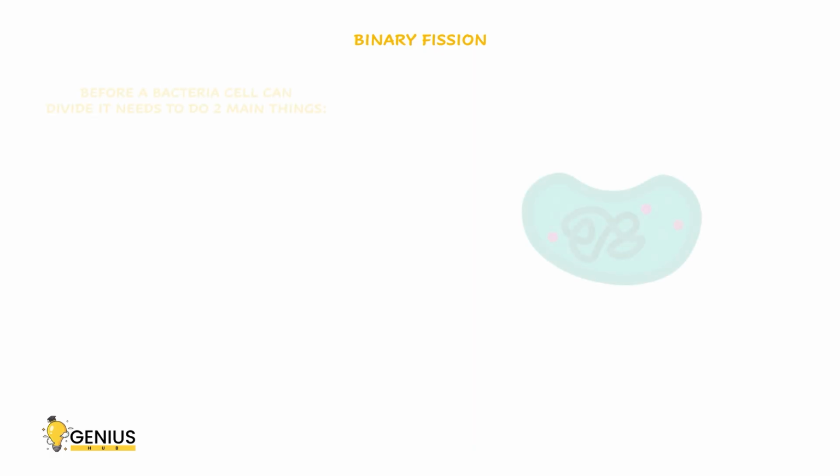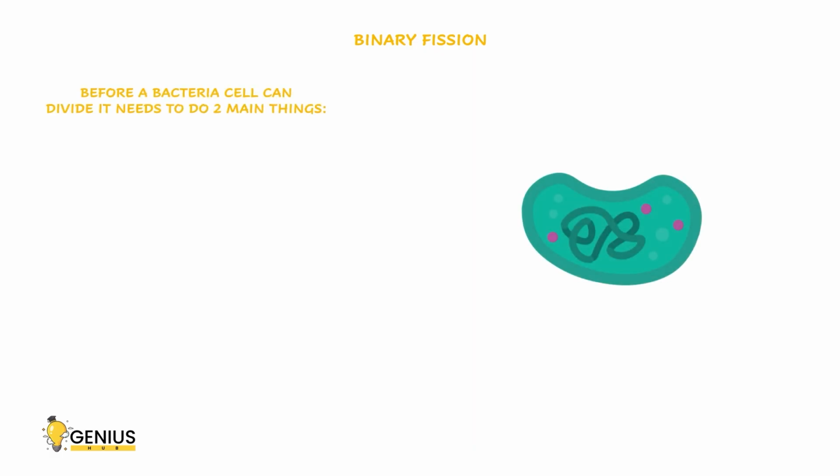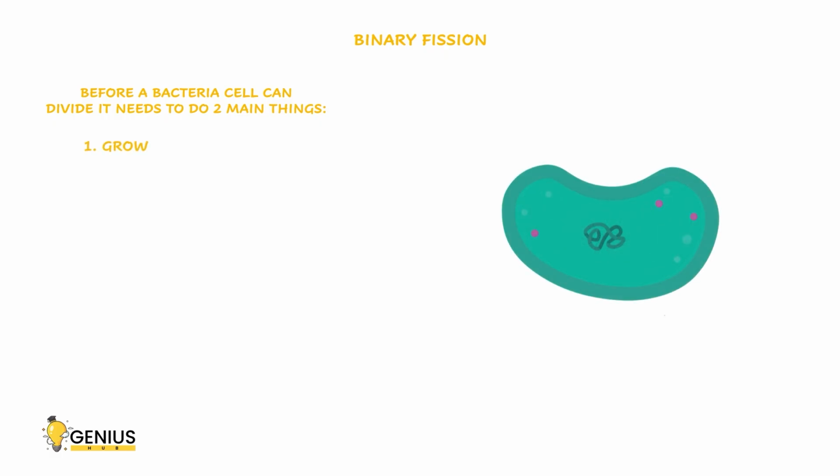Before division, a bacterial cell must complete two key steps. First, it grows in size to ensure it can generate two new cells. Second, it replicates its genetic material, including its primary DNA strand and plasmids, so that both new cells receive genetic information. Once replication is complete, the two large circular DNA strands move to opposite sides of the cell. This ensures that each daughter cell receives one copy.